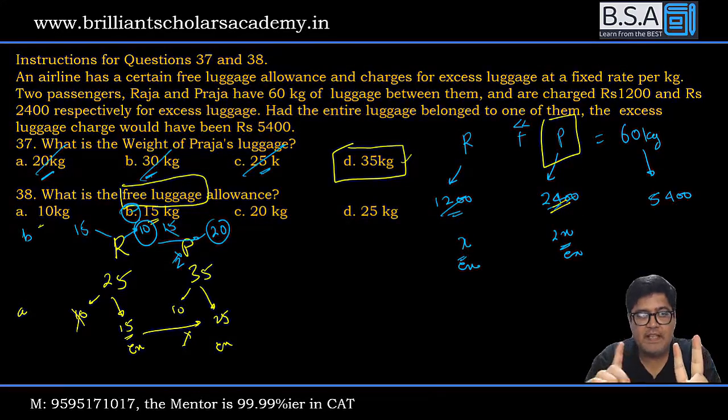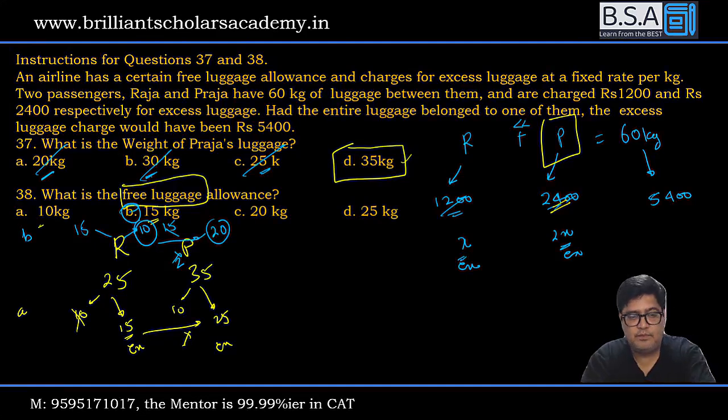Two things: the person paying more money should carry more luggage. Second thing, after you remove the free allowance, the payment must be double. So kilograms must also be double. The chargeable content is double. That is only possible with 35 and 15 among the given choices. Did everyone understand this? This method works beautifully if options are there for you to play around. Whether it's half, double or triple, you can work with this. And we did not even use the 5400. We do not need that part.